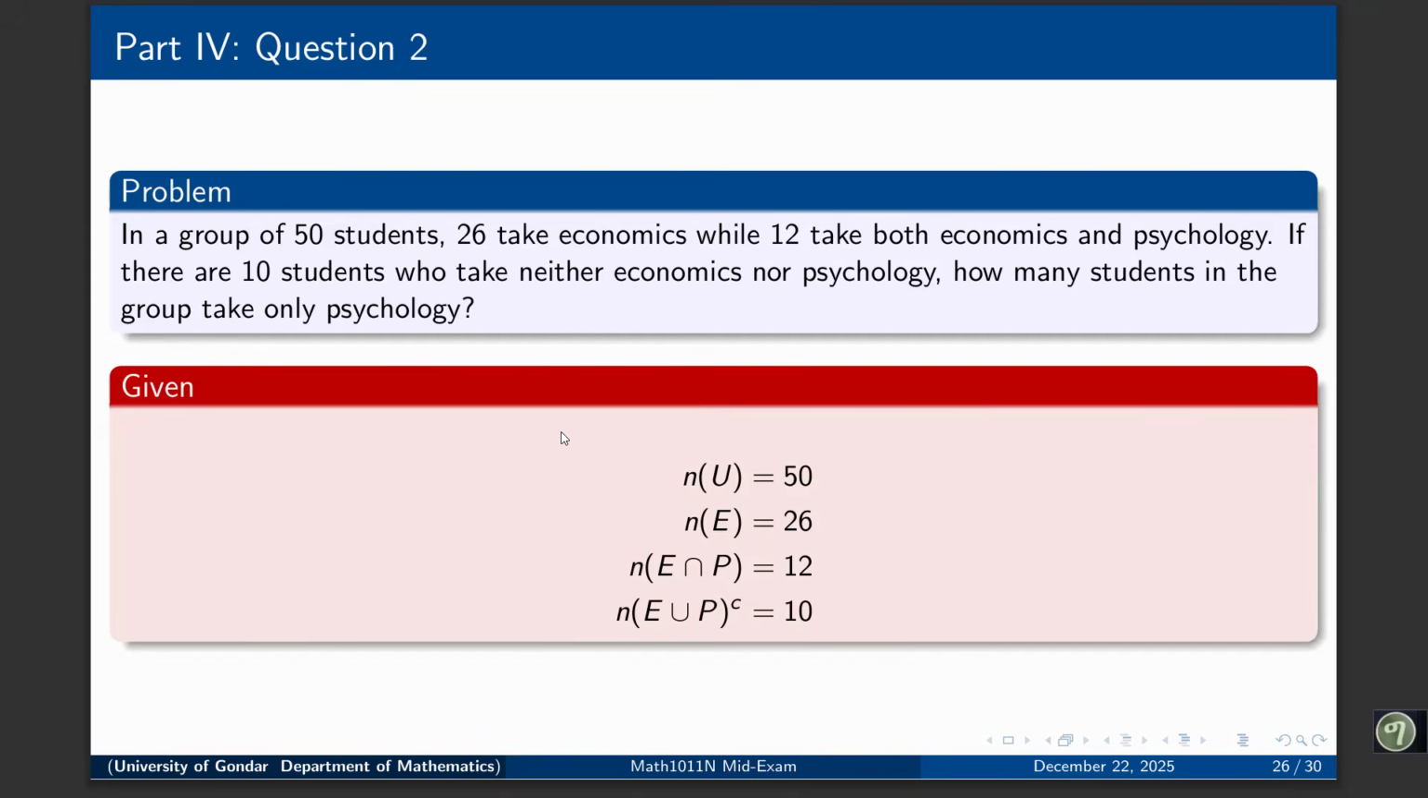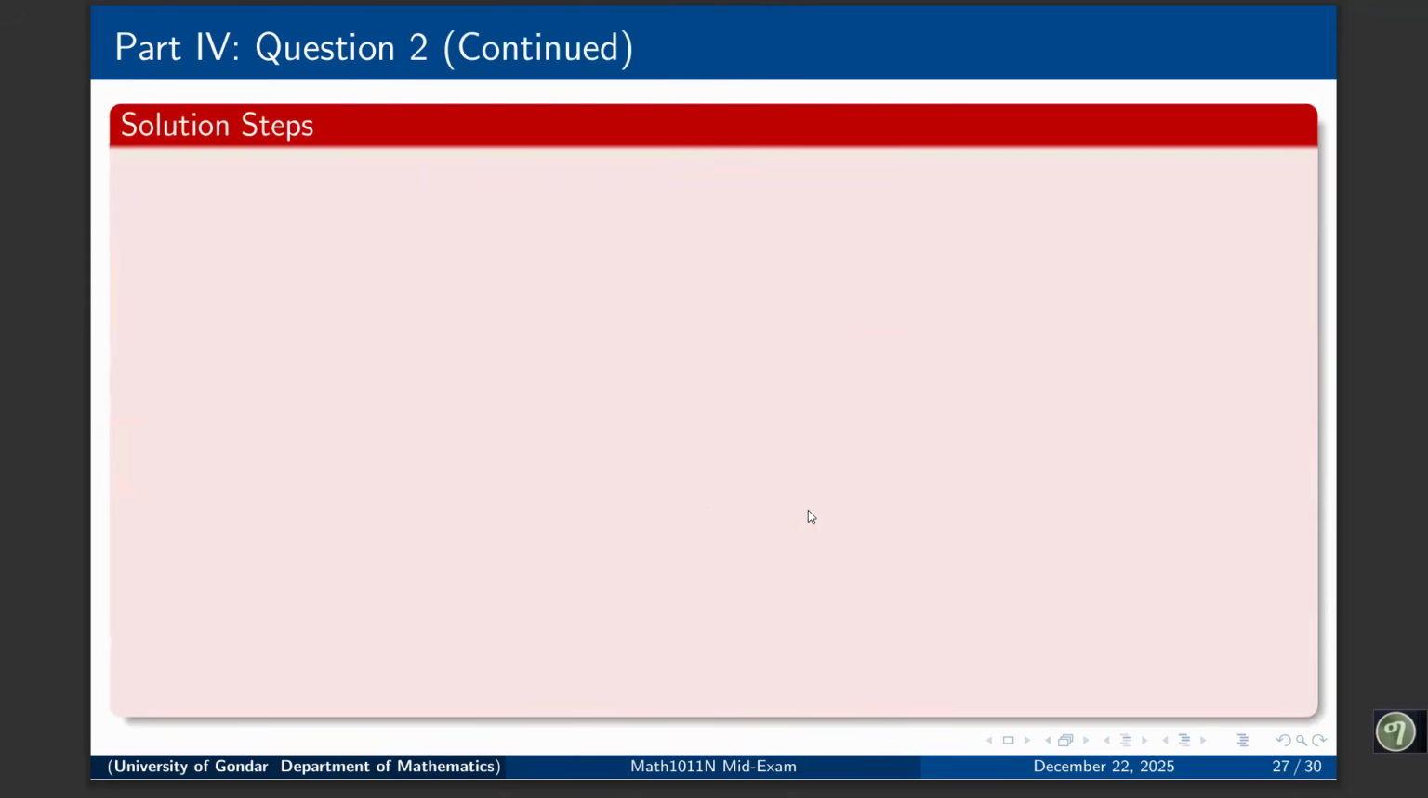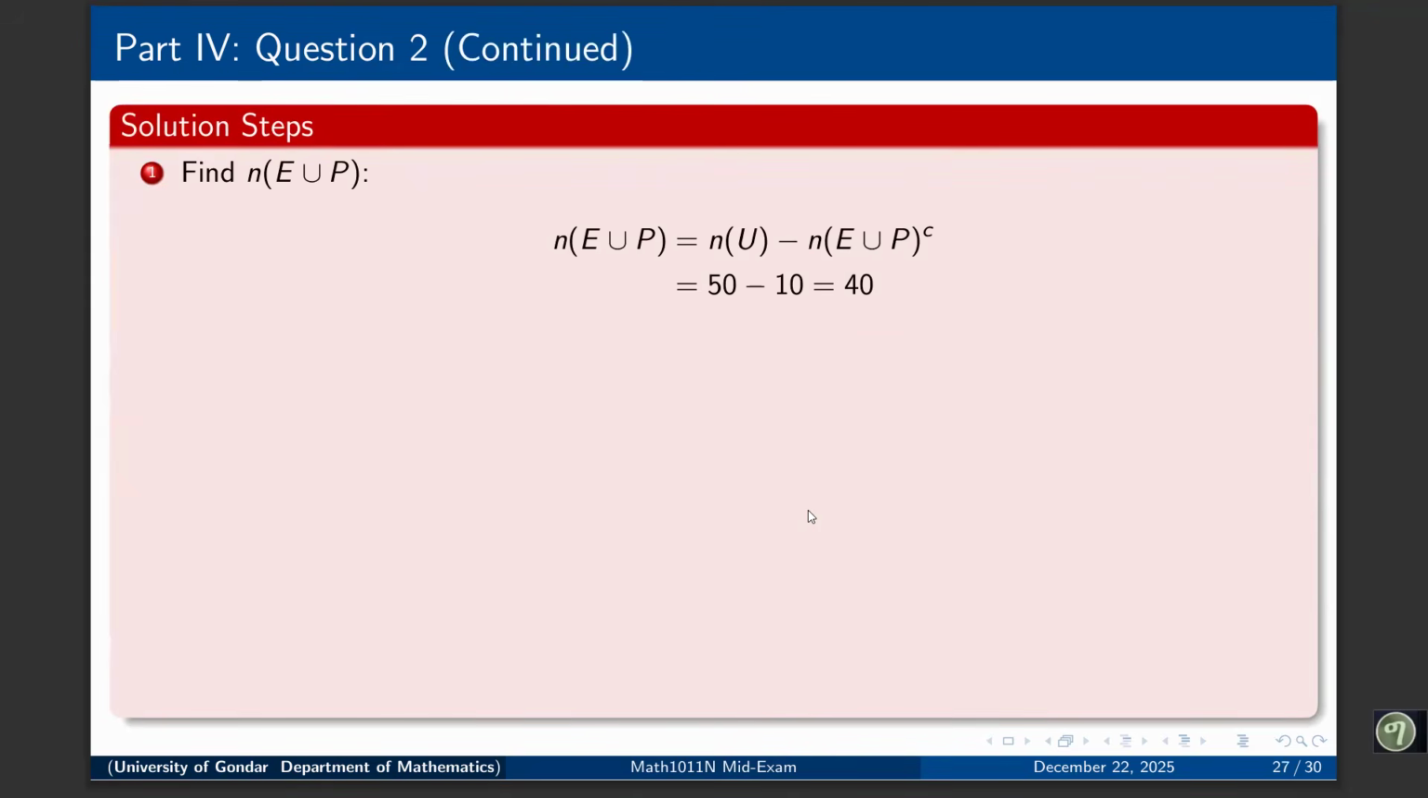Then what we are asked here is just to calculate the number of students in the group taking only psychology. First, let's find the number of students taking economics or psychology. The number of the union of these two will be the number of the universal set minus the number of students taking neither. So it becomes 50 minus 10, which is 40.